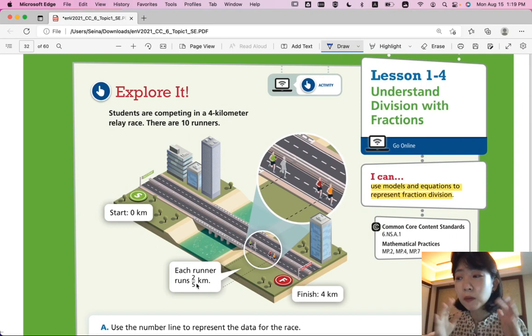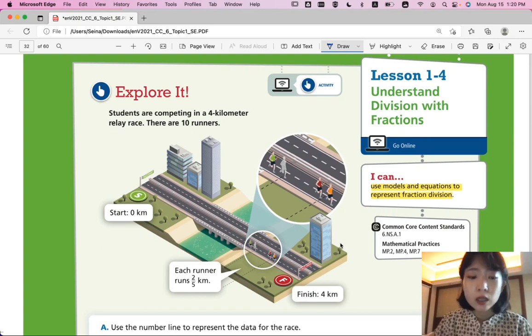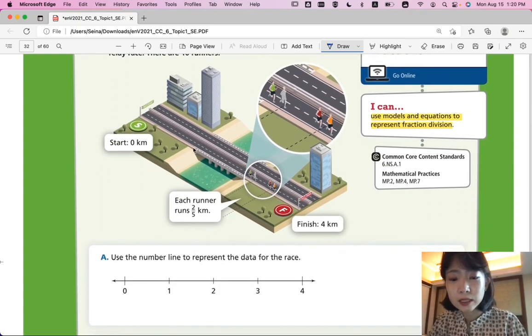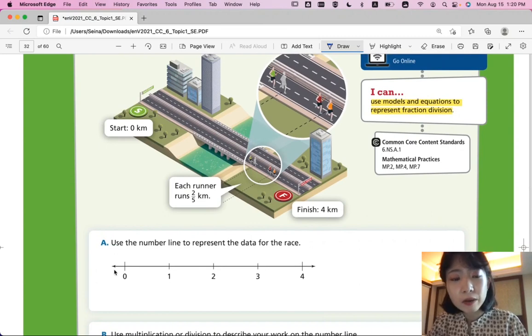Okay? You're going to divide 1 into 5 parts, and then 2 of that 1/5 part is going to be how much the runner runs for one person, right? And then the next person runs the same kilometers, the next person, and so on. After 10 runners, they'll be able to finish the race. So we're going to use a number line to represent the data for the race. We're going to start at 0 kilometers, finish at 4 kilometers.